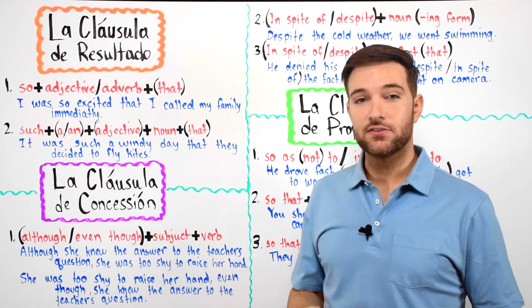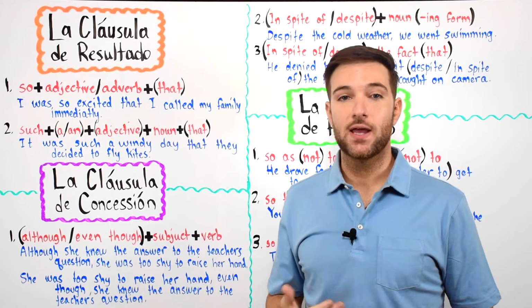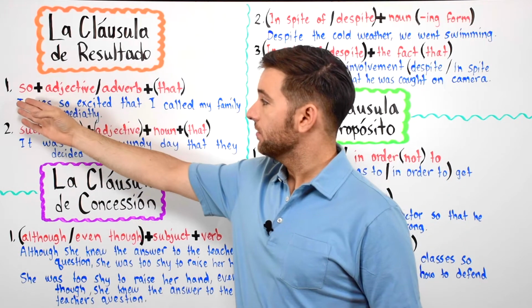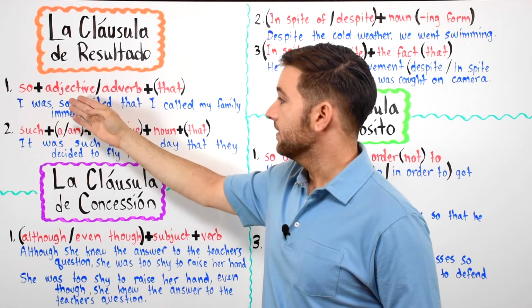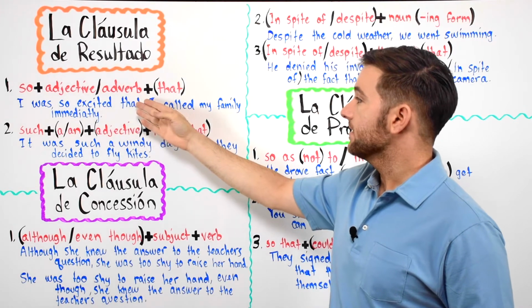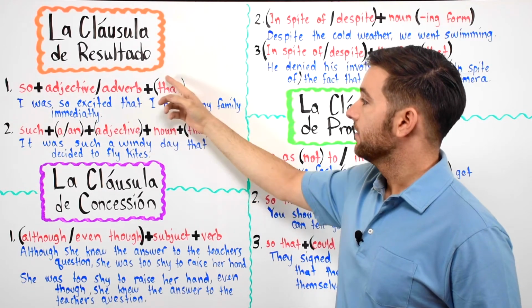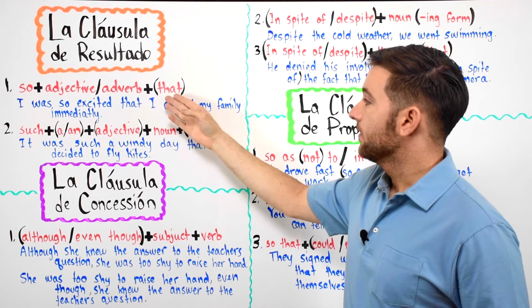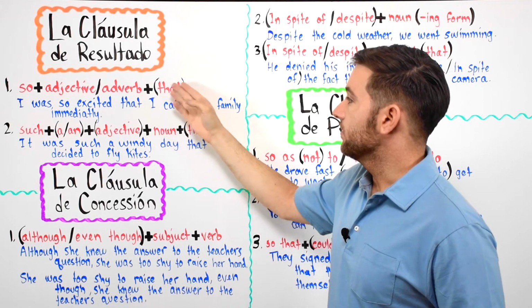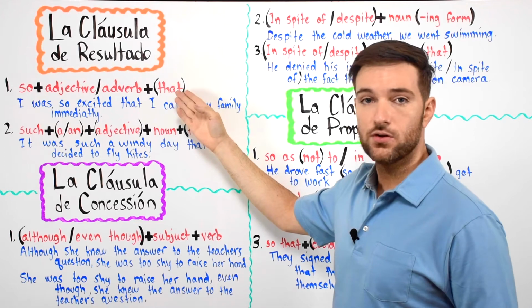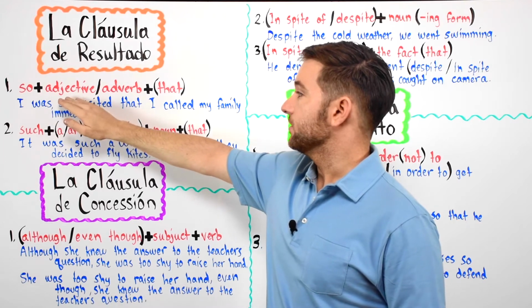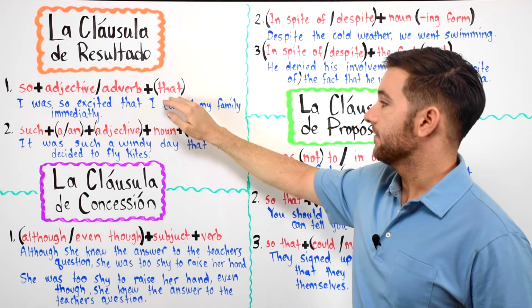Usamos las cláusulas de resultado para expresar el resultado de una acción o una conclusión. Entonces usaremos la forma so más un adjetivo, an adjective, o un adverbio, an adverb, plus the word that. So we can also use the word that. De vez en cuando se omite the word that. You can use it if you want, but if you don't want to use it, you don't have to.